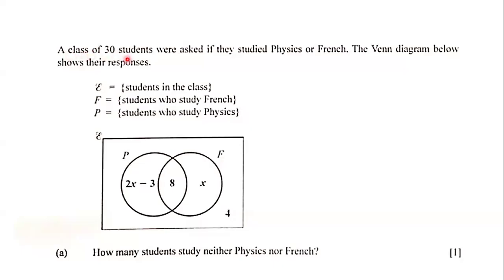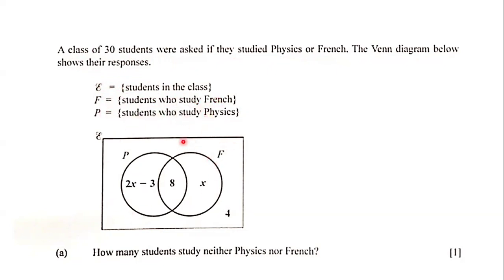A class of 30 students were asked if they studied physics or French. The Venn diagram below shows their responses. So we have the universal set, which consists of students in the class. We have F, which consists of students who study French, and we have P, which consists of students who study physics.